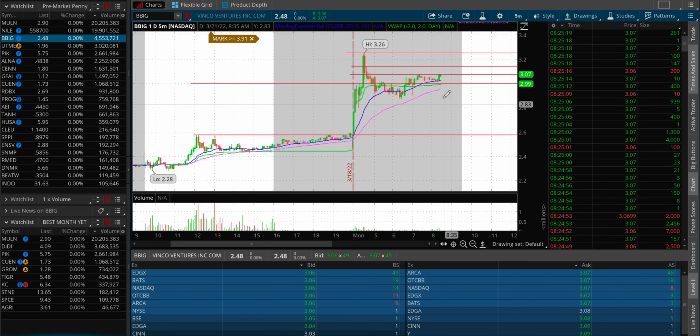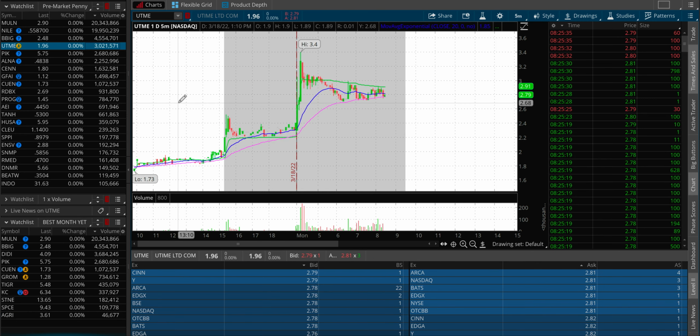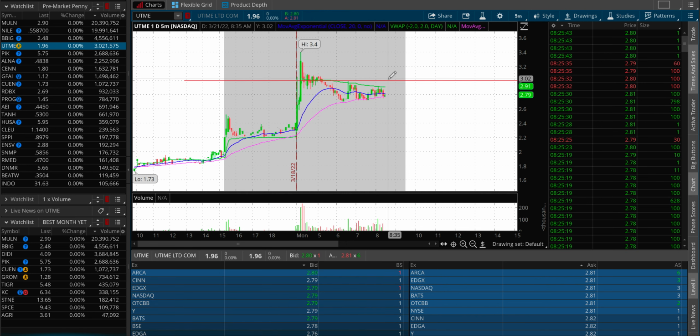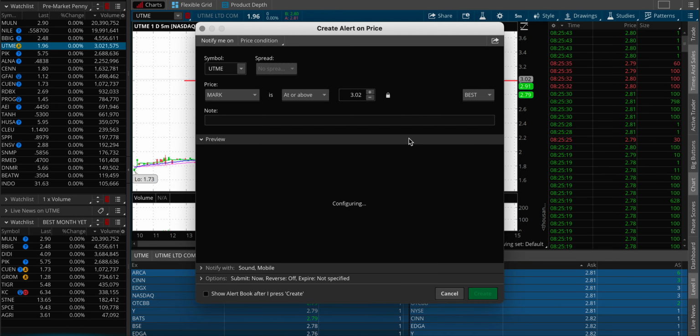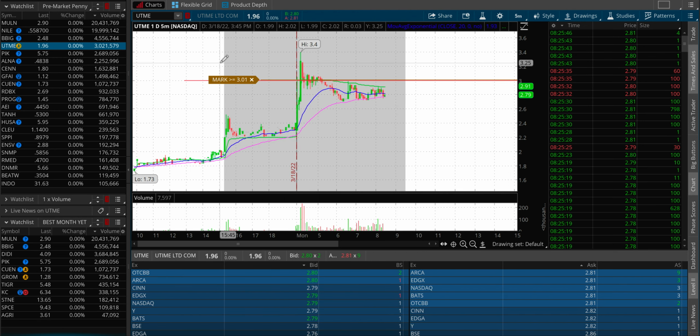The same thing here. We have two potential setups. We have a break above 307 or bounce on 3. The stock is sitting in the middle of them, and either one is a trigger. Until it triggers either one, we don't enter. This one is UTME. I would trade a break above 3 on this one for a move towards high of day.